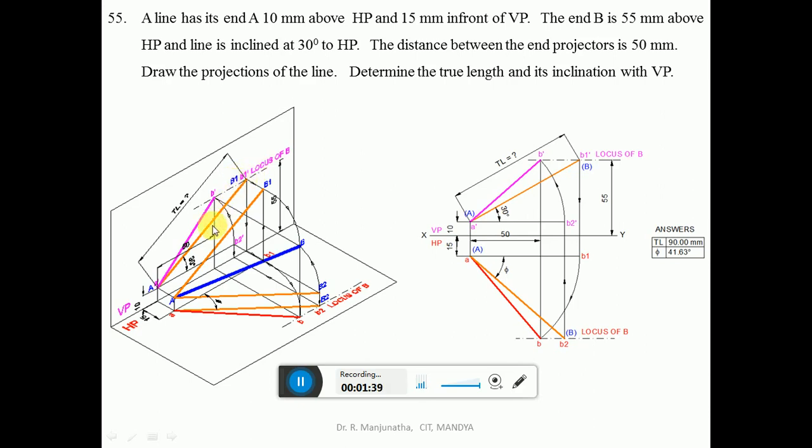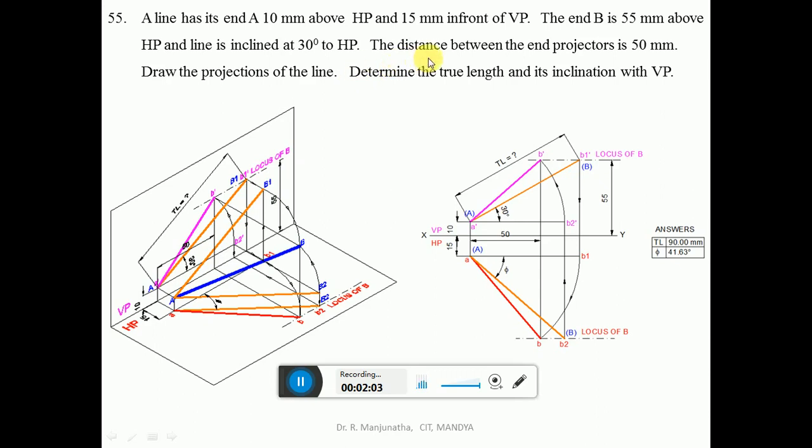Since it is the true length line, you get the small a and small b1. So we know that this is the true length in the vertical plane. So obviously that line will be parallel to VP. You can see that A is here and B1 is here. So that line is parallel to VP. So you are getting this line. And the line is inclined. So we get the true length.